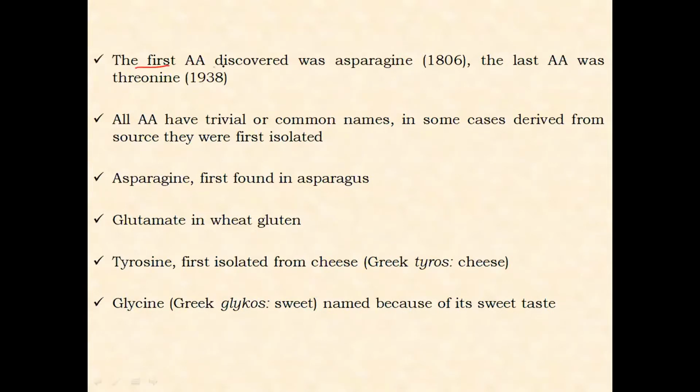The first amino acid to be discovered is known as asparagine, which was discovered in 1806. The last amino acid which was discovered was threonine. It was discovered in 1938.